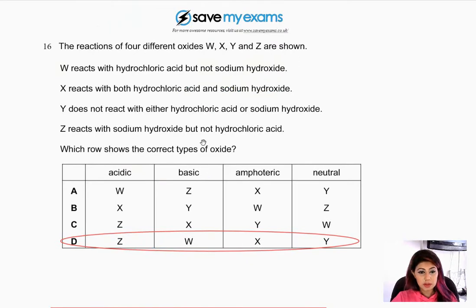16. The reaction is for substances with oxide. So W reacts with hydrochloric acid. So W should be basic. W basic. Oh, there's only one answer here. So from the first one, we can confirm that the answer is D, but then you can double check again. Let's say, for example, here it says Y should be neutral. Let's check. Y does not react with either hydrochloric acid or sodium hydroxide. So yeah, it should be neutral. Sometimes there's so many to read, you read one and you can figure out the answer, but always double check with the third and fifth statement, for example.